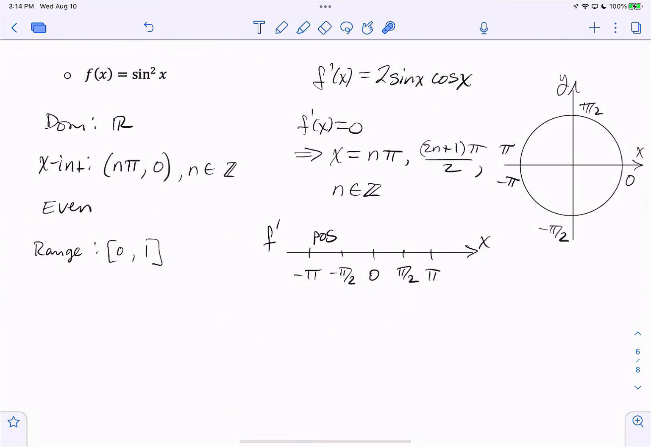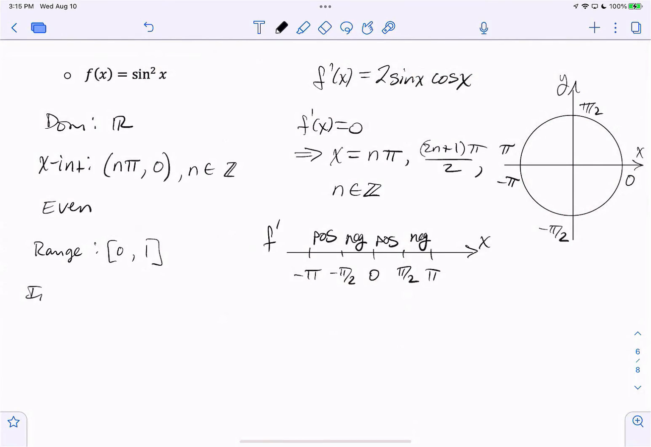Between negative pi over 2 and 0, now the signs are opposite, so negative there. Between 0 and pi over 2, positive. Between pi over 2 and pi, opposite signs for sine and cosine, so the product is going to be negative, and I think that's going to be good enough for us.